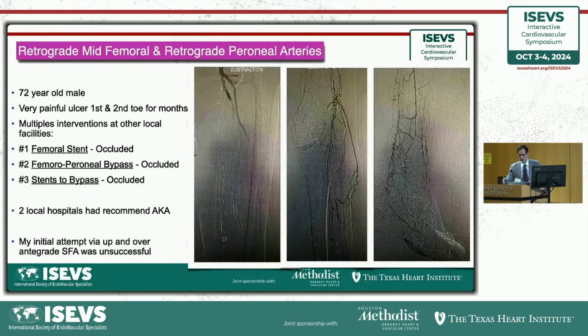Retrograde mid-femoral and retrograde peroneal arteries: a 72-year-old male with a very painful ulcer of the first and second toe. He had multiple interventions at other facilities from different physicians. He had a femoral stent which was occluded, a femoral-peroneal bypass which was occluded, and then stenting of that bypass which occluded as well. He had seen several physicians in a couple of hospitals, and they recommended above knee amputation because of severe excruciating pain and ulcer. My initial attempt via the up and over antegrade SFA was unsuccessful. It kept going into a dissection around the mid-femoral.